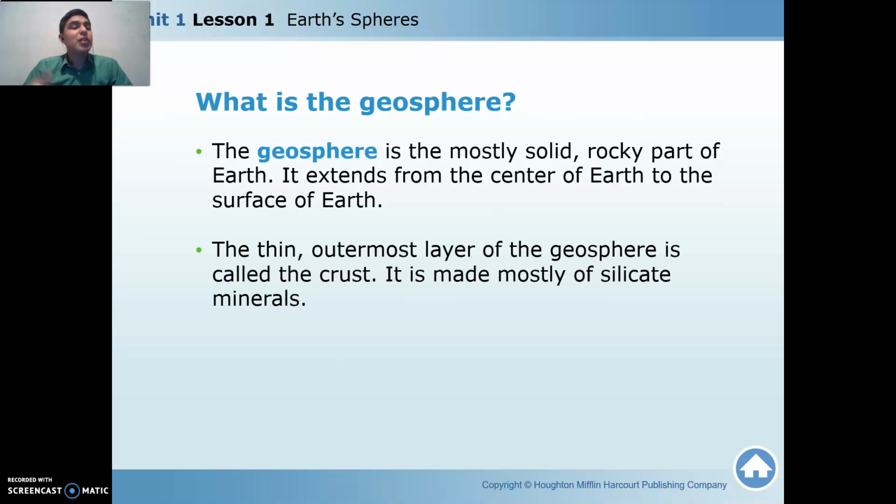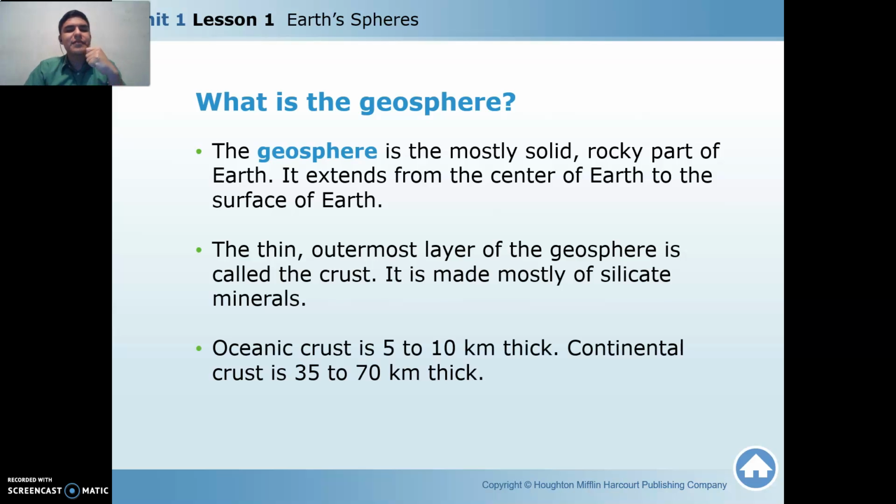And probably you have heard of this topic before, but mainly in the geosphere, we are going to find three layers. So the first one, which is right at the top, which is a very thin layer, is called the crust. And it is made mostly of silicate minerals. And we can talk about the oceanic crust, which is about 5 to 10 kilometers thick. And we also have the continental crust that is between 35 to 70 kilometers thick.